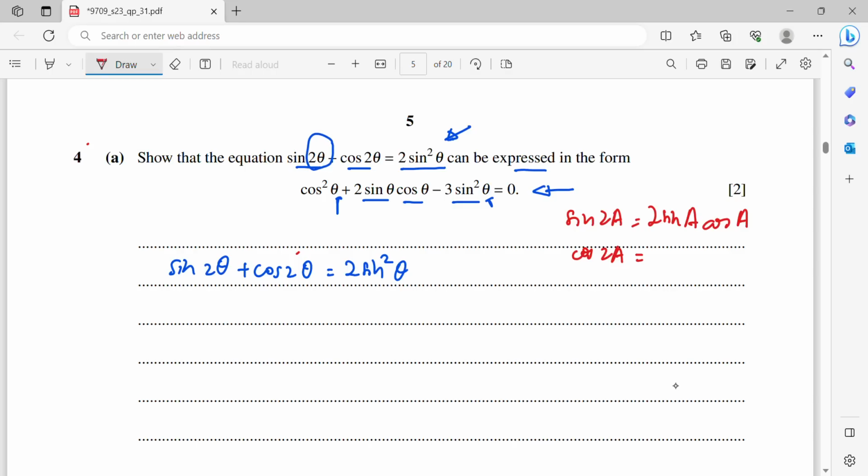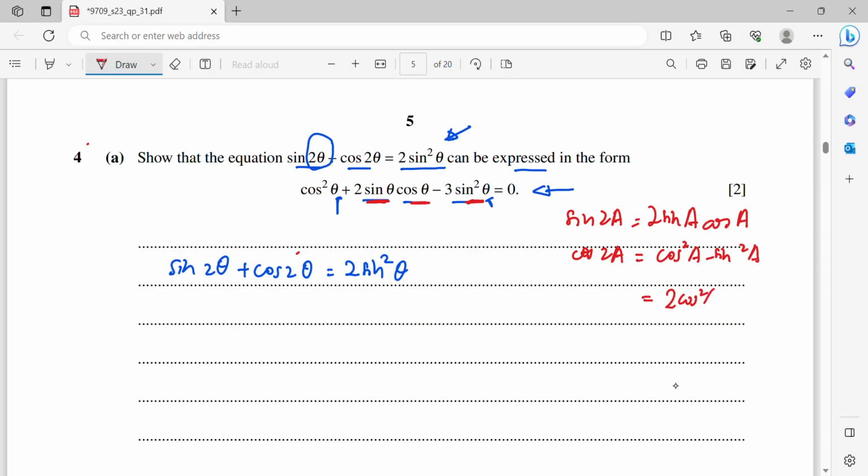Now by looking at the result here, I can say that I want to change to cos squared a minus sine squared a, because basically we have 3 forms for this.